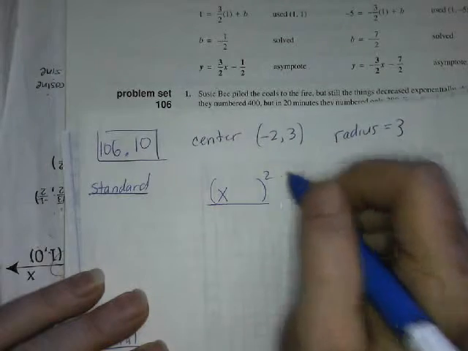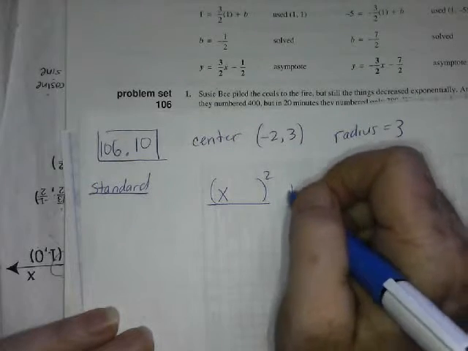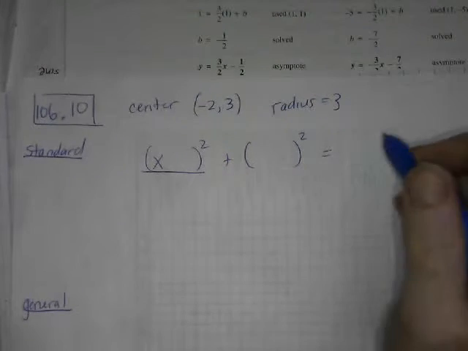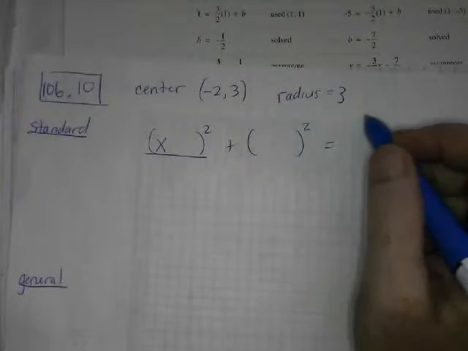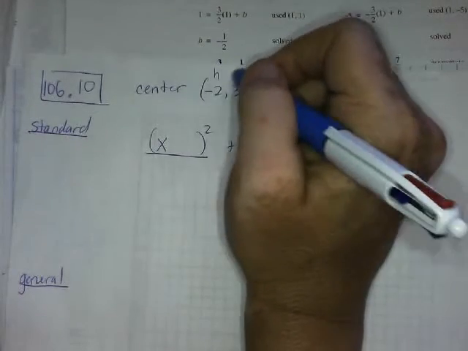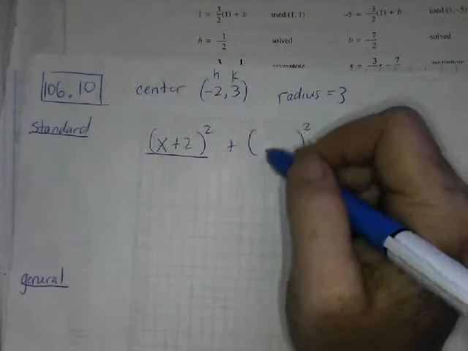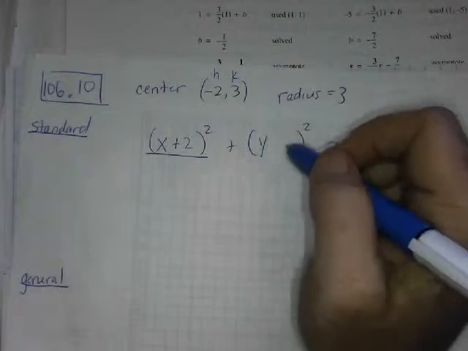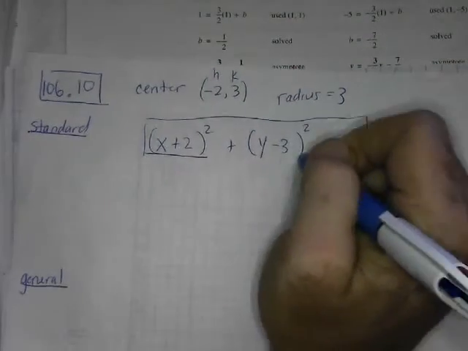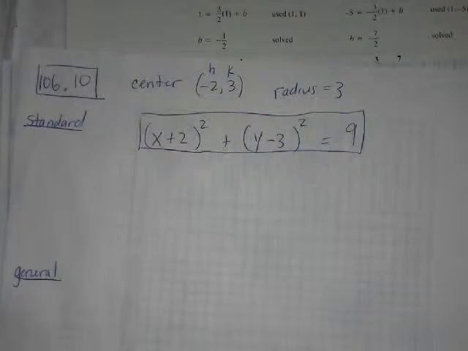It's going to be x minus h squared plus y minus k squared equals r squared. Well, r squared is 3 squared, that's 9. This is h and k. X minus -2 is going to be x plus 2, and y minus 3. I didn't mean to make that line under there because it's a circle, not an ellipse or a hyperbola.